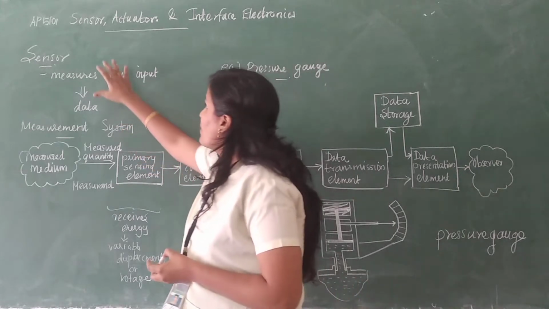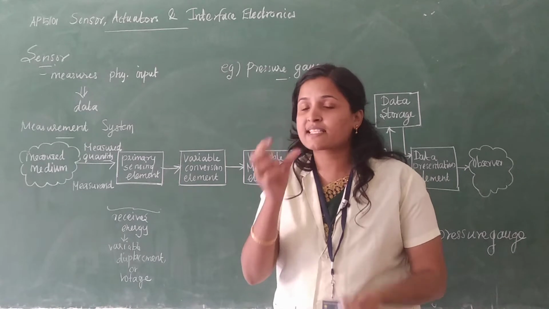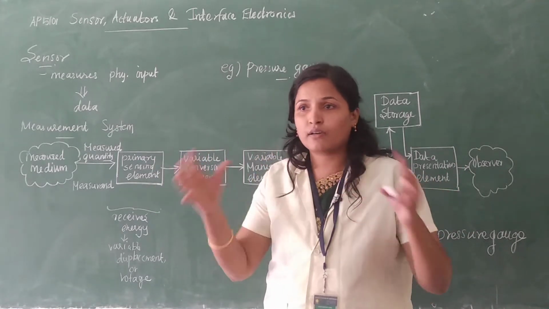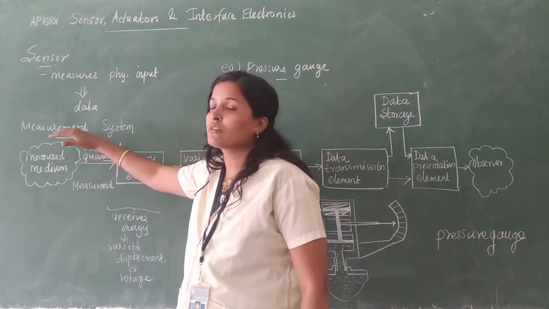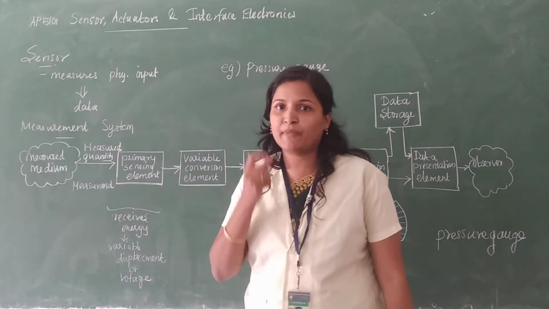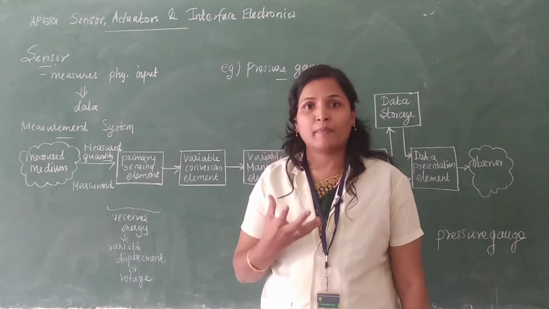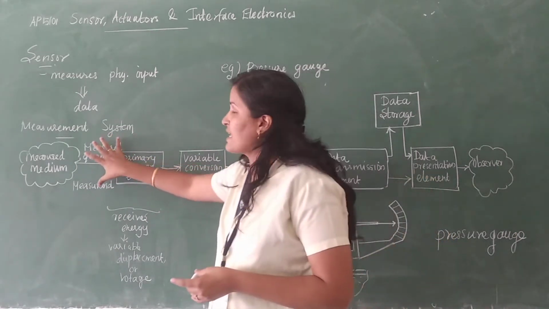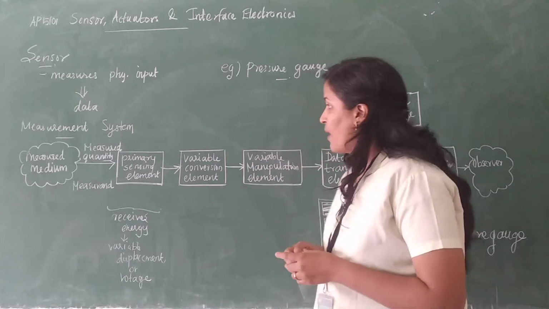The sensor cannot perform alone. For the sensor to work, it should be working in a combined environment called a measurement system. The entire apparatus or equipment is called a measurement system. The other name for measurement system is instrument. It is a device that measures some parameters. So these are the elements of a measurement system. Let's see them one by one.